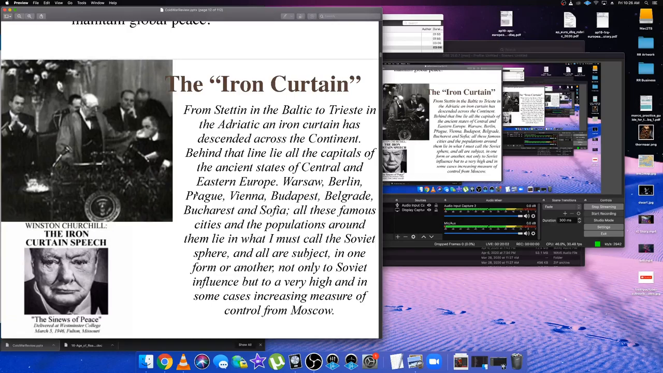Now, the Iron Curtain speech was something like this. Basically, Churchill gave this speech at Westminster College in Fulton, Missouri on March 5th, 1946. By this point, Winston Churchill was no longer the Prime Minister of Britain, although he does get reelected later on, but only serves for a short time. He was a better wartime prime minister than peacetime prime minister. But anyway, here's his Iron Curtain speech.